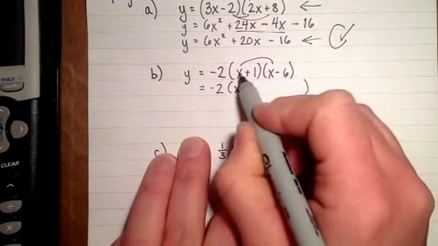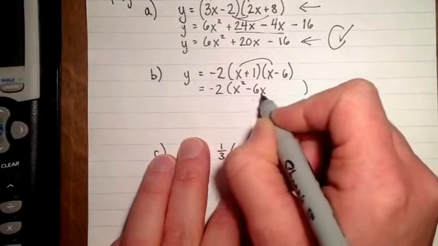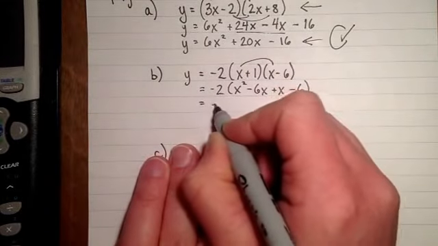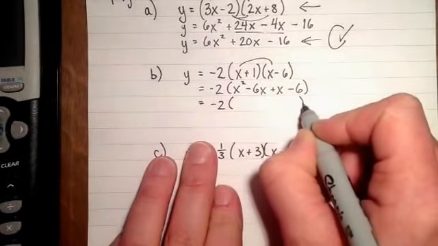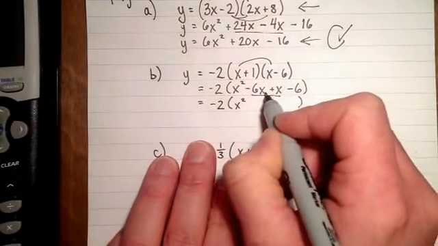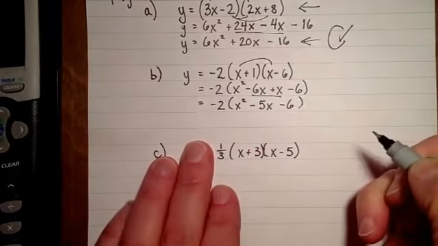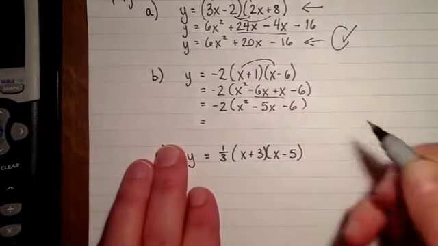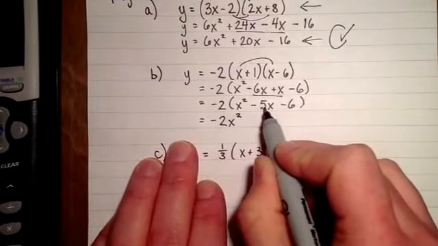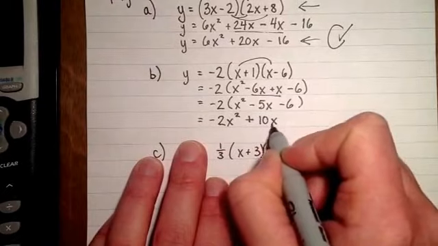So we've got negative 2 times x squared minus 6x plus x minus 6. And then you can multiply by negative 2 now, but it's easier if you collect your like terms first. X squared minus 6x plus x, so that's minus 5x minus 6. And now I'm going to multiply everything by negative 2. So negative 2x squared. Negative 2 times negative 5x, so that's going to be positive 10x.